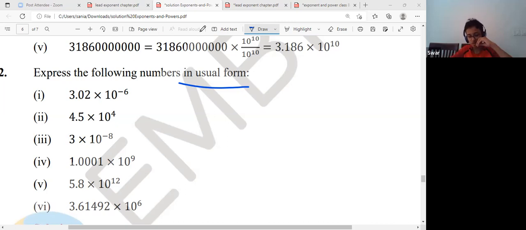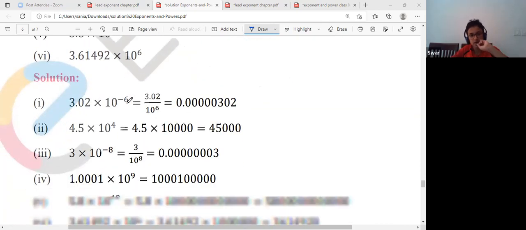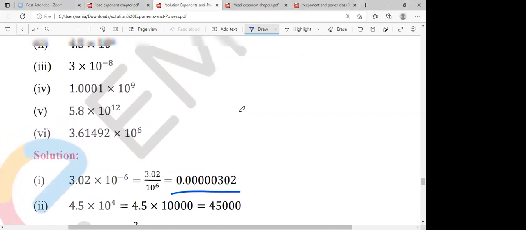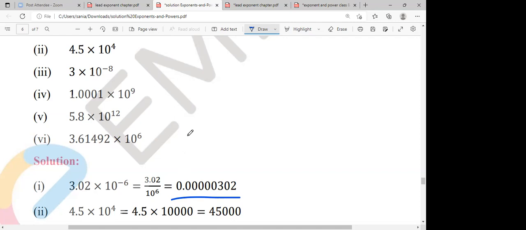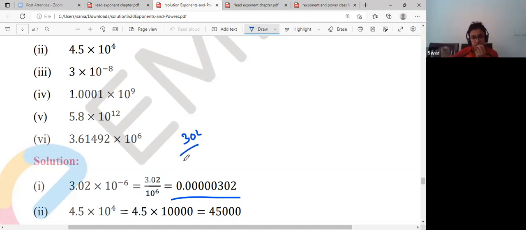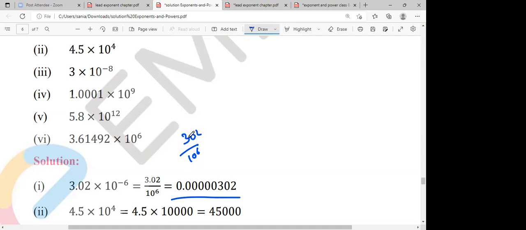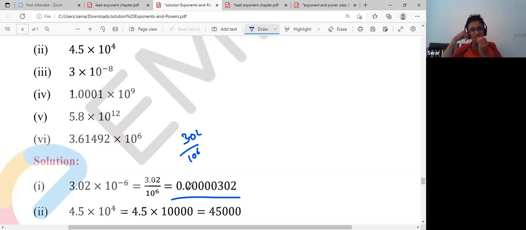Ma'am, can you show the answer of the first one? Ma'am, I put the point between the zeros. The answer is right, but I put the point in the wrong place. It's a silly mistake. Okay, you wrote it like 0.0 and then 3.02. Yes, ma'am, by mistake. I'll do the next one. Yeah, do the entire question and then we decide.